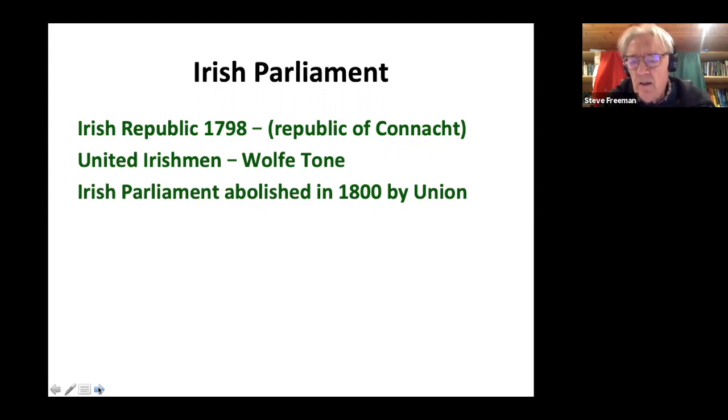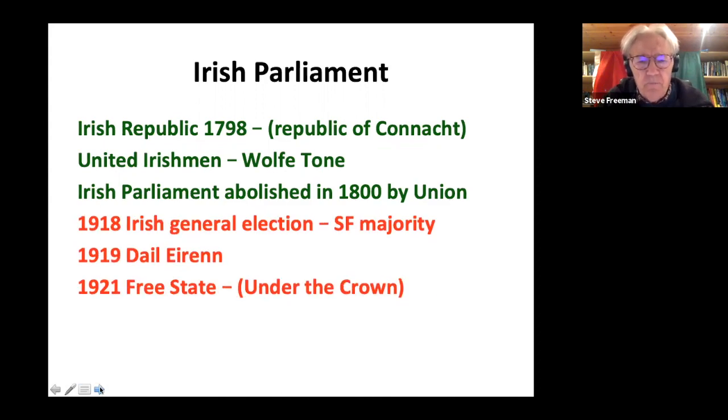But then if we roll on, if we think through the 19th century, there was a struggle going on for what was called Home Rule. Gladstone introduced Home Rule. There were various Home Rule bills that split the Liberal Party. So there was a struggle to get that Parliament back again. And then in the story, the one I mentioned before, the Irish general election, the Sinn Féin majority, the establishment. So the Parliament is coming back again in the form of Dáil Éireann.